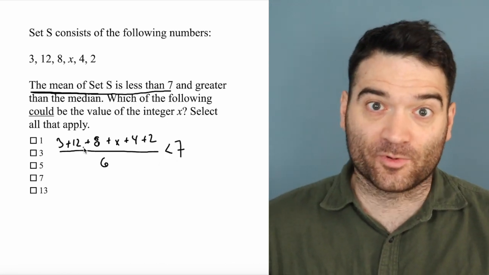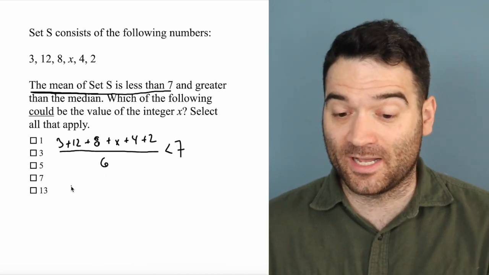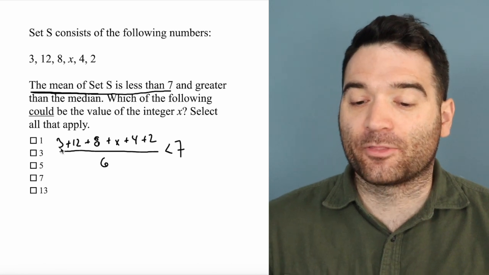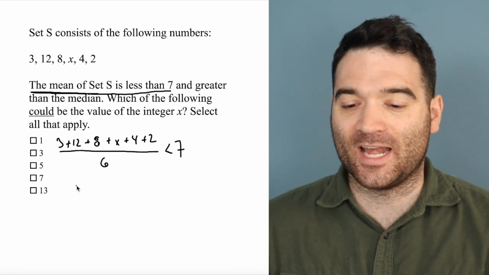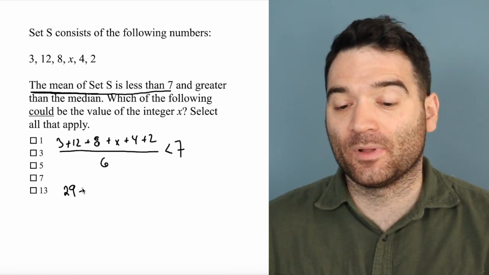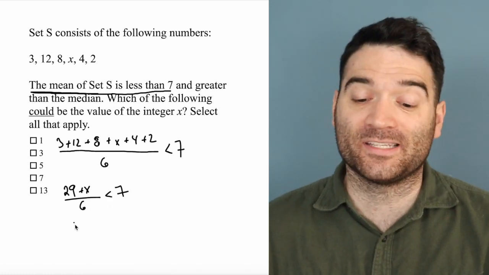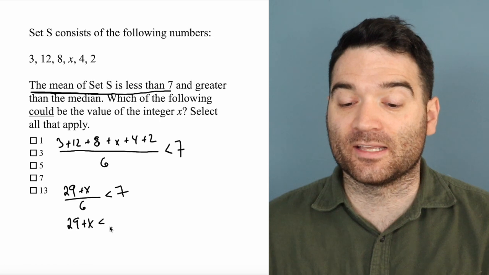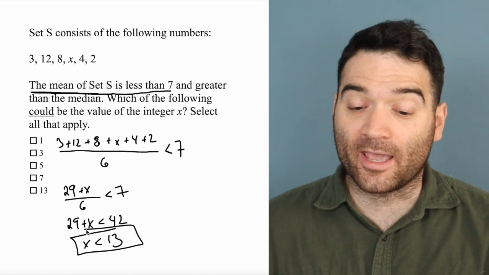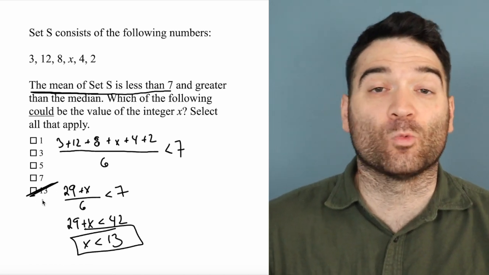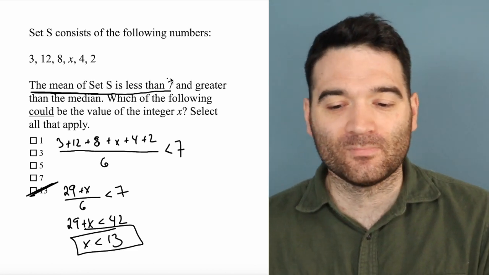And we can do a little bit of algebra here and manipulate this. So I'm going to multiply both sides of this inequality by 6. That's allowed, it's a positive number. And I'll add what I have on top. 3 plus 12 plus 8 plus 4 plus 2, double check this in your calculator, is 29, right? So I get 29 plus x on the top divided by 6 is less than 7. Multiply both sides by 6. 29 plus x is less than 42. So x is less than 13. Okay, well that's kind of nice, right? We can eliminate at least one answer option because if x has to be less than 13, it can't be 13.